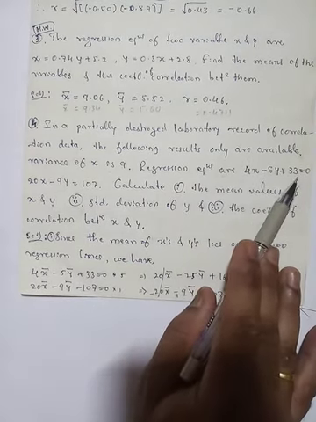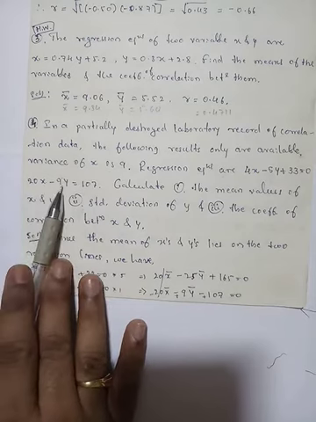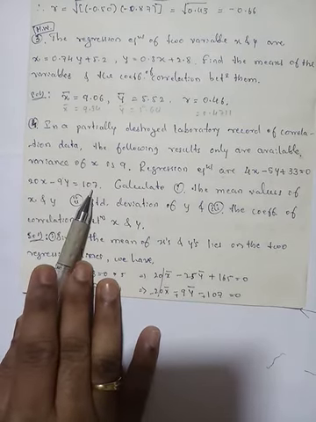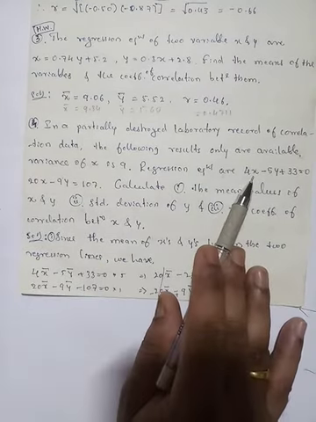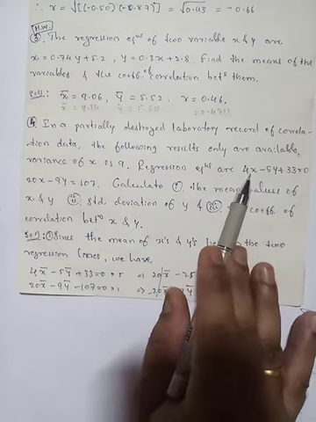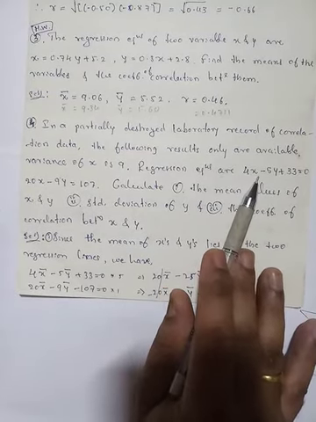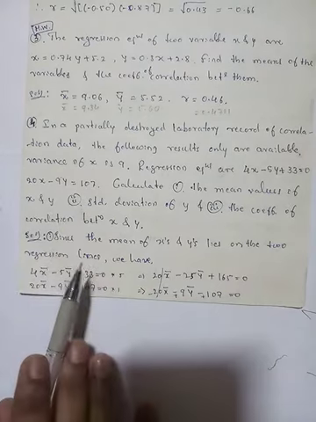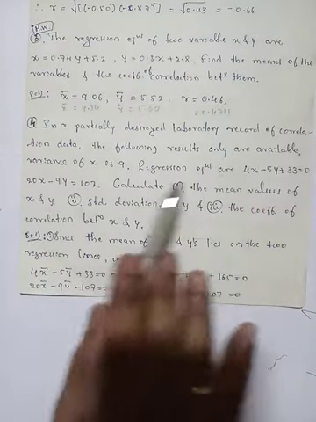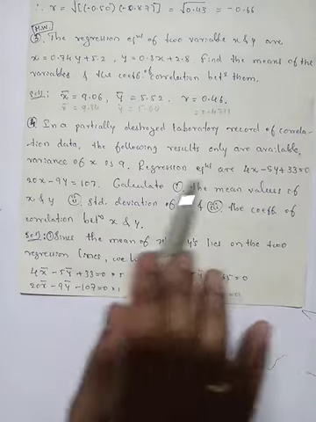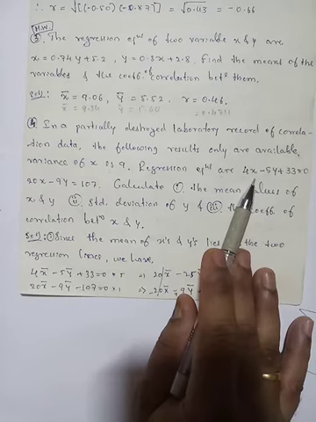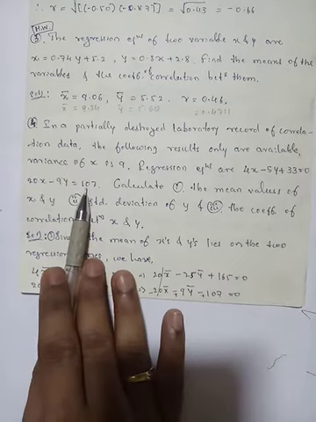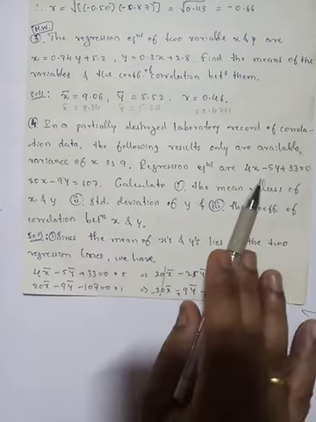4x minus 5y plus 33 equal to 0, 20x minus 9y equal to 107. From these it is somewhat confusing to decide which one is the line of regression of y on x and which one is x on y, because these are not given in the standard form. The standard form is y equal to a plus bx, the other is x equal to a plus by. So these are not in those standard forms.